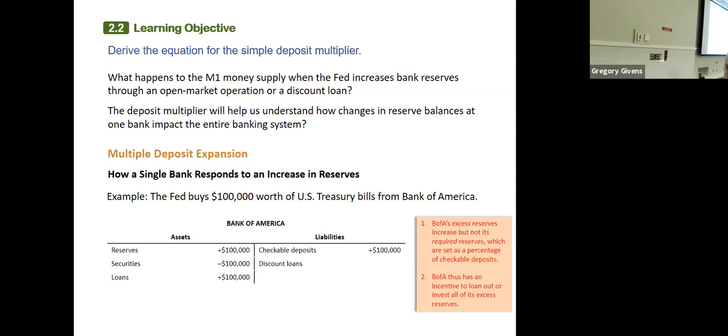So when the Fed buys the bonds from Bank of America, they're expanding the monetary base by 100,000 as bank reserves go up by 100,000. But that doesn't translate into an increase in the money supply until somebody's checking account balance goes up by the same amount. So the bank's action here to procure a loan for an investor increases the money supply by $100,000.